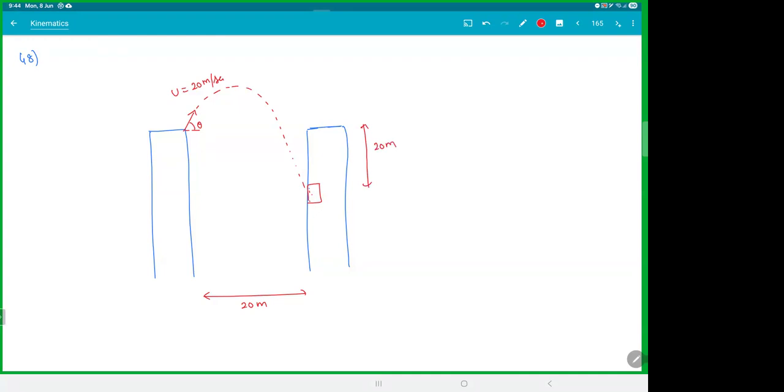So let's get this thing. We have a stone which is projected at 20 meters per second from a building, and there is a window on the right side, 20 meters far and 20 meters down. Find theta if the stone falls into the window.